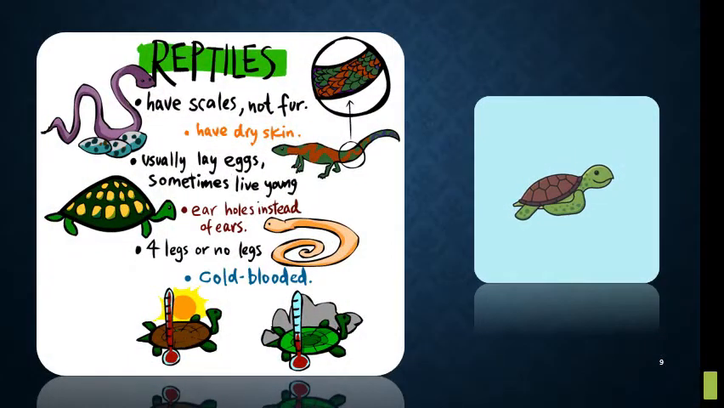We continue with the reptiles. The reptiles, as the fish, they have scales. They don't have fur, but they have dry skin. They usually lay eggs, but sometimes live young. They have ear holes instead of ears. And they have four legs or no legs in the case of the serpents. And they are cold-blooded.